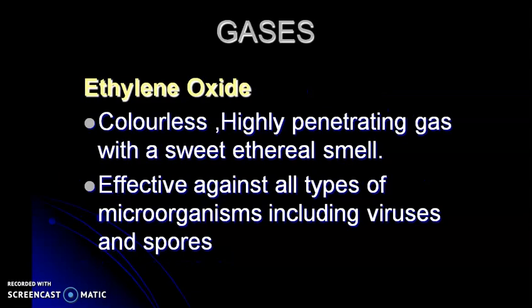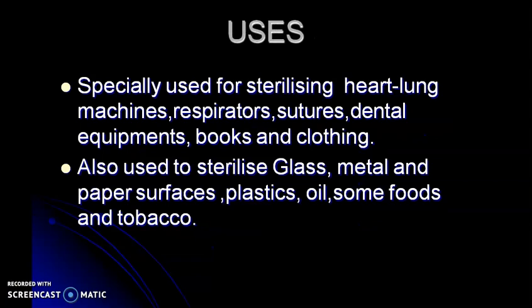And there are also a few sterilizing gases. The first one is ethylene oxide. It's a colorless and highly penetrating gas with a sweet ethereal smell. It's microbicidal and sporicidal, and it kills by combining with cell proteins. It rapidly penetrates the packing material, even plastic wraps. But it has a toxic effect.